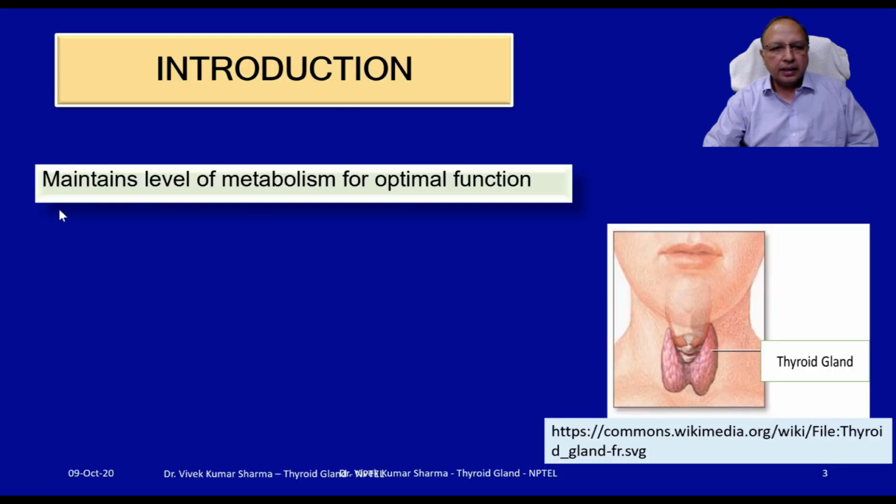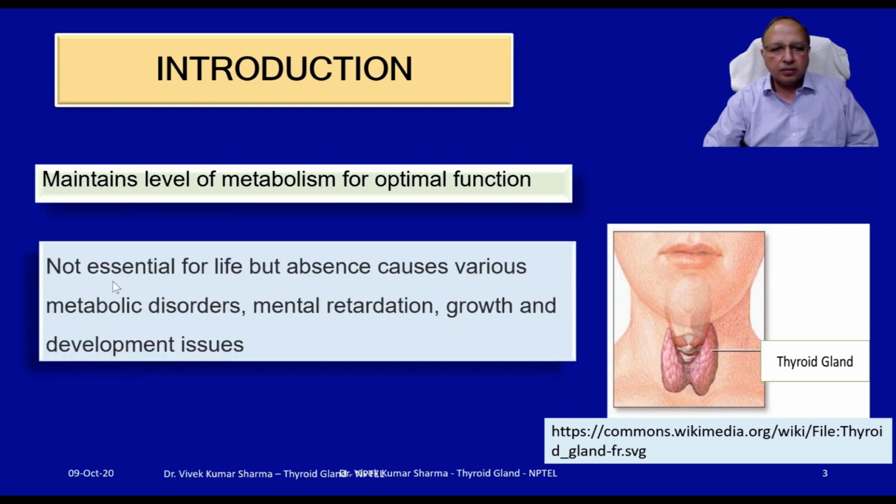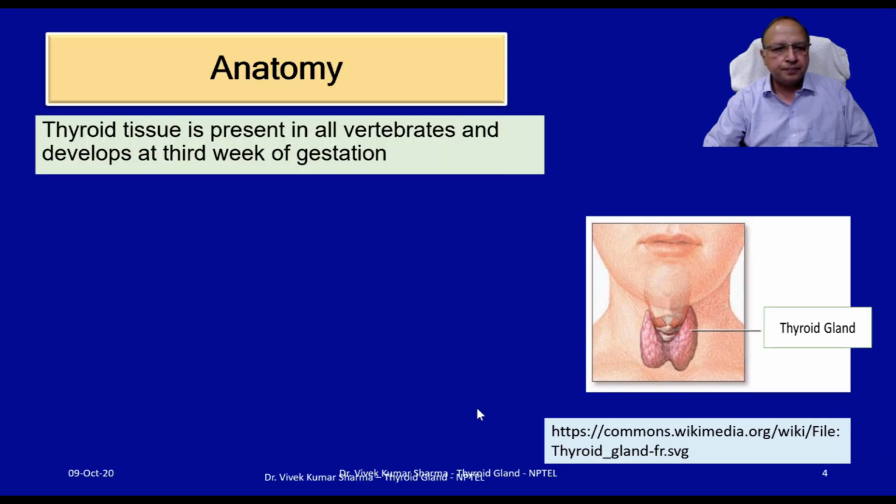Introduction. Thyroid gland maintains the level of the metabolism for the optimal functioning, and although thyroid gland is not essential for life, its absence causes various types of metabolic disorders, mental retardation, growth, and developmental issues. Thyroid gland is placed in the front of the neck and it has two lobes, the right and the left lobe, which are connected together by the isthmus.